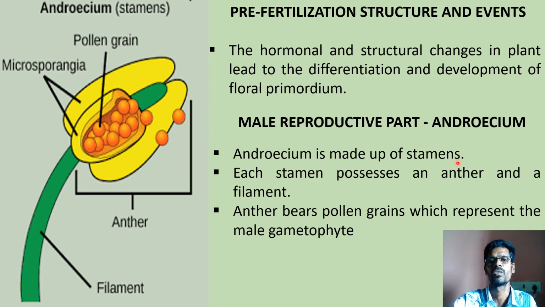Androecium is made up of the stamens, and each stamen possesses an anther at the tip and a filament, a stalk-like structure, with the anther at the top of the filament. Anther bears the pollen grains, which represent the male gametophyte. So inside these anthers, you could see an innumerable number of pollen grains, which are usually known as the male gametophyte.